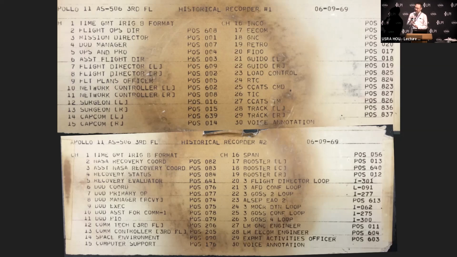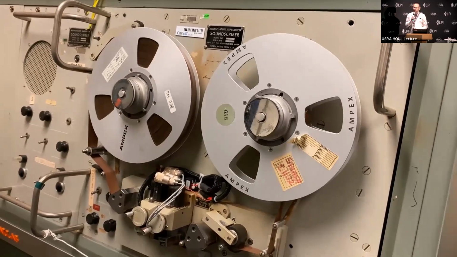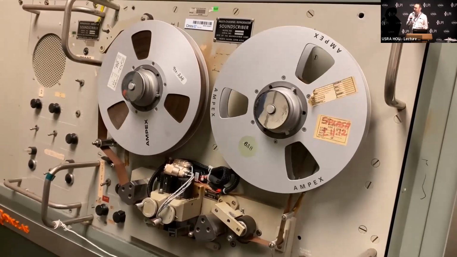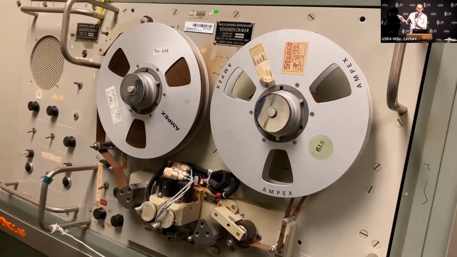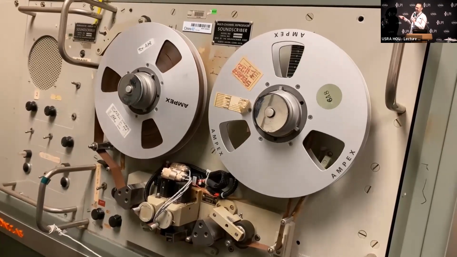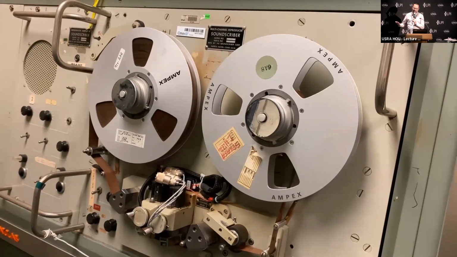And this has all been digitized for Apollo 13 and 11. Here's the actual machine in Building 2 at JSC, the last remaining machine in the world that can play these tapes. And all the tapes are in College Park, Maryland, at the National Archives. So there's a major effort being done right now to digitize the remaining set of tapes.